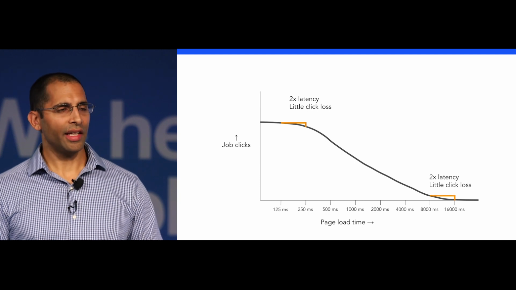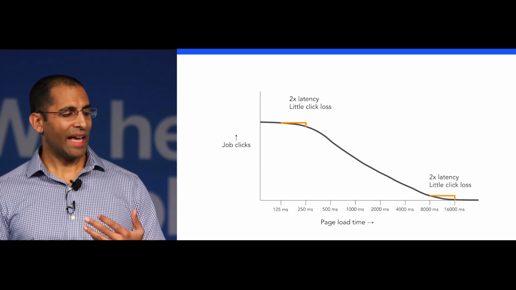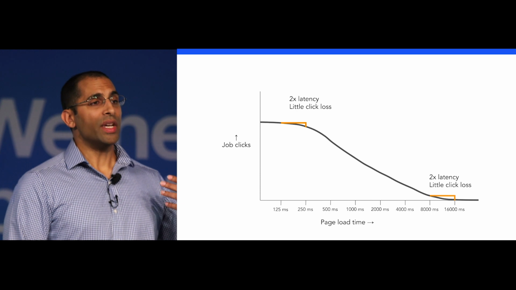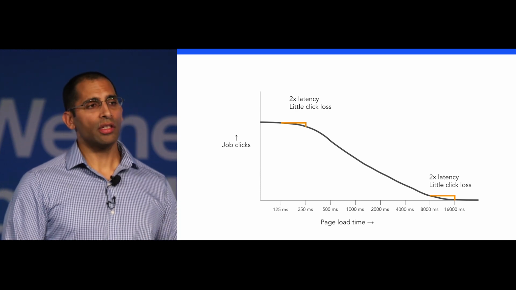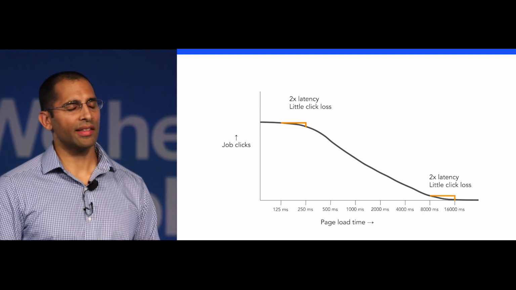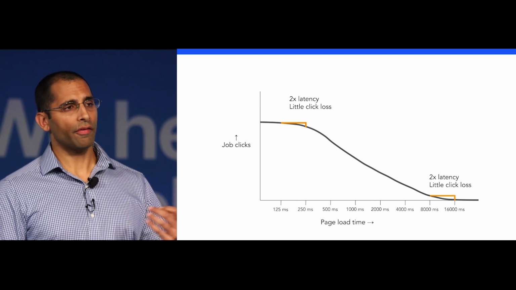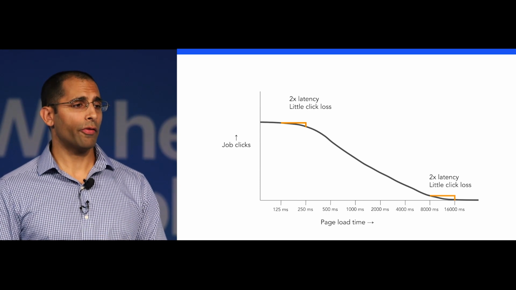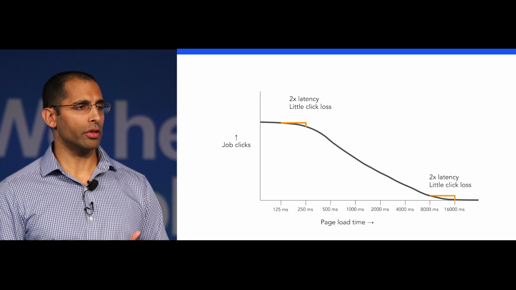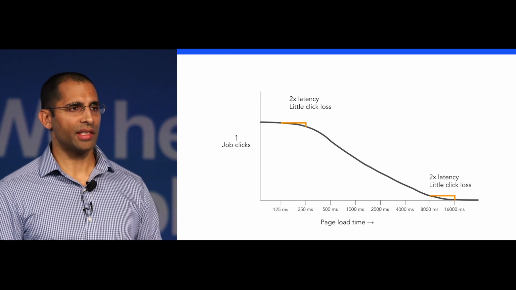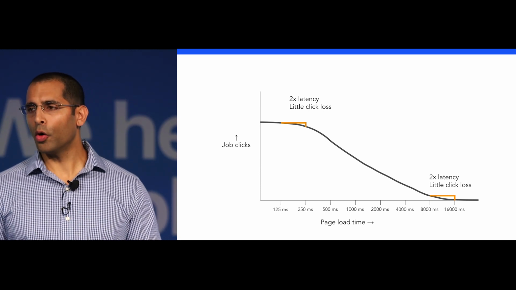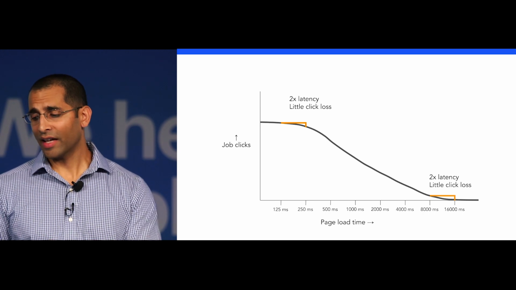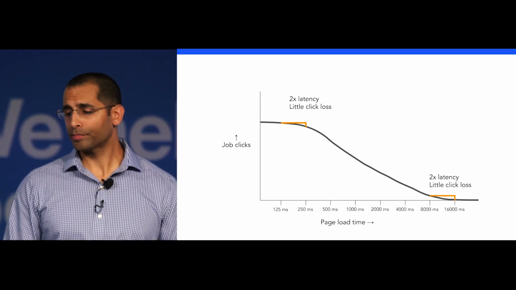On the opposite end of the spectrum, we actually have the same phenomenon. We double our latency from 8,000 milliseconds to 16,000 milliseconds, and we lose very few clicks. Of course, the reason for that is we lost all of our users before we got to 8,000 milliseconds. The site was already so broken that there were very few people left. In fact, those clicks are probably just bots.